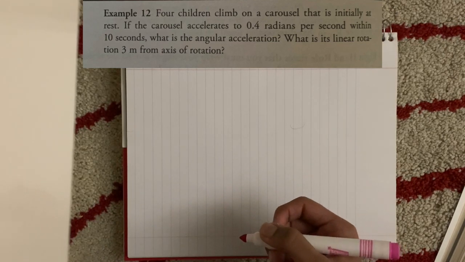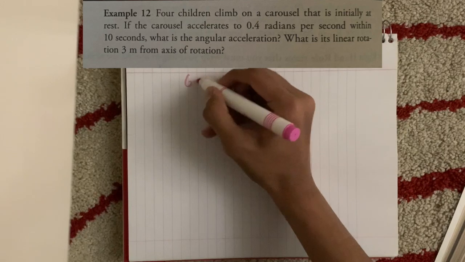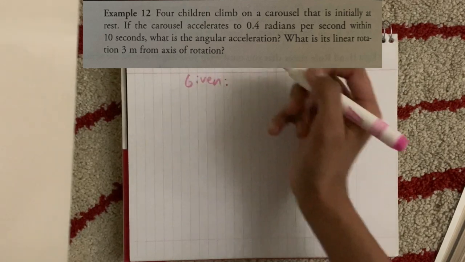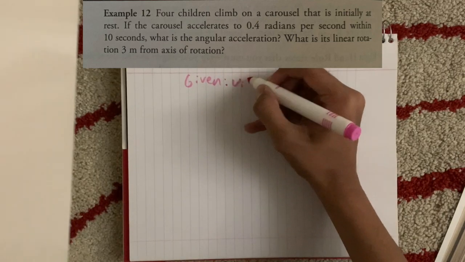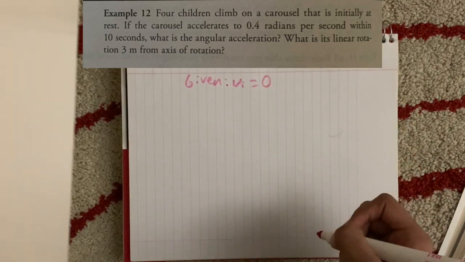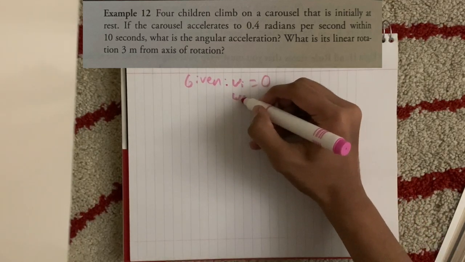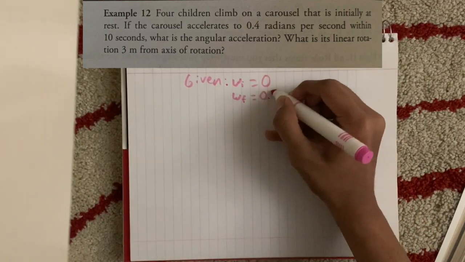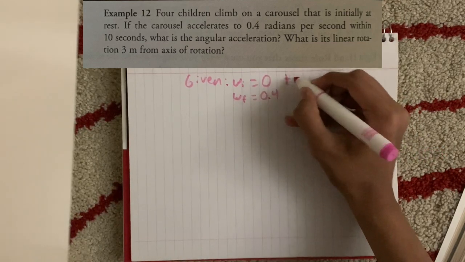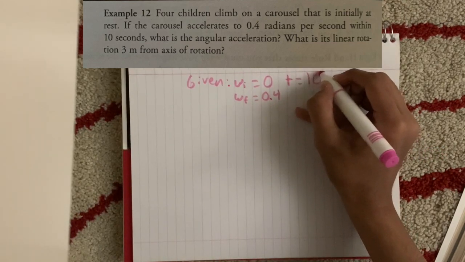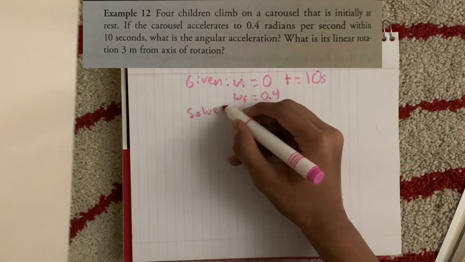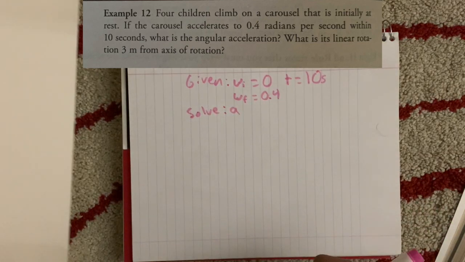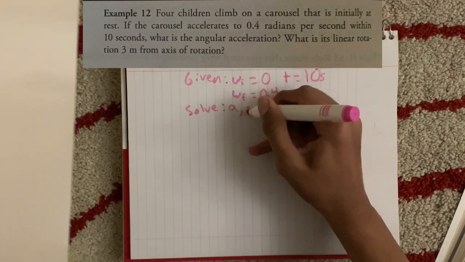Alright, so we are given the initial angular velocity because it's at rest, so ωi equals 0. And we're also given the final angular velocity, which is 0.4. And we're given the time of 10 seconds. And we're asked to solve for the angular acceleration. Oh yeah, and also the linear acceleration.